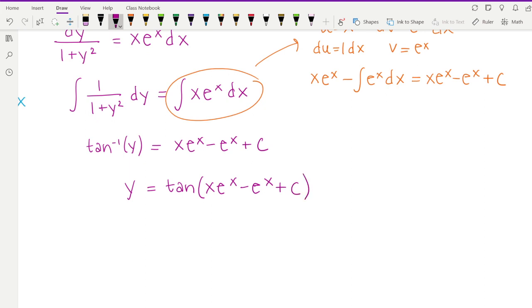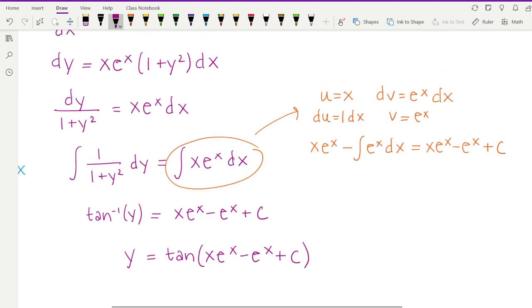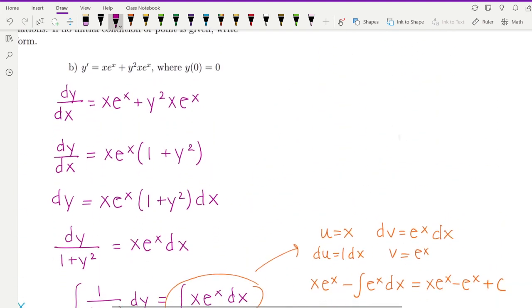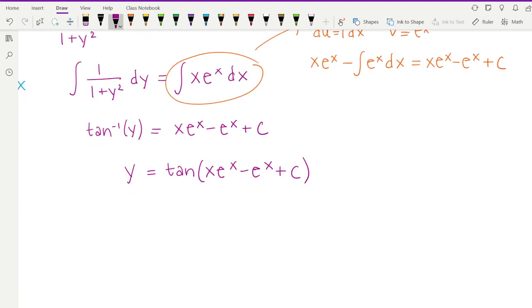Okay, so now all we need to do is find the value of c, right? And so how are we going to find the value of c? Well, we want to go back to the fact that y of 0 is equal to 0. So we want to plug in 0 and see what happens. So if we plug in 0 for x, this first term is just going to be 0, right? So we have 0 minus, but then here we actually have 1, right? e to the 0 is 1. So this simplifies to tangent of negative 1 plus c.